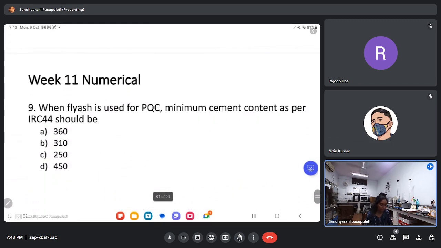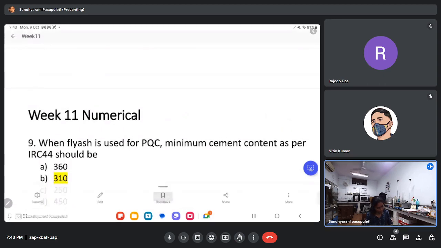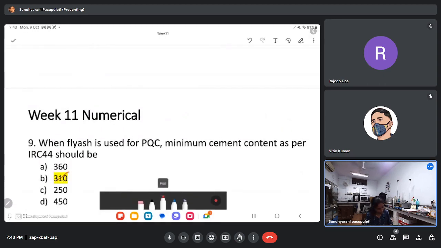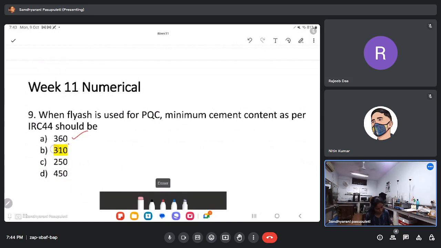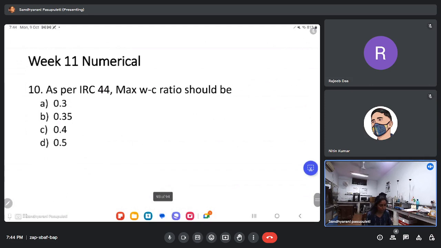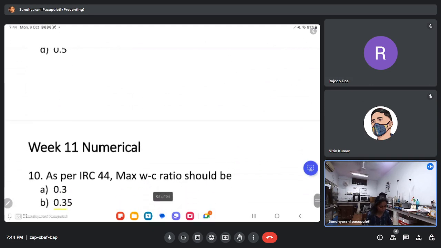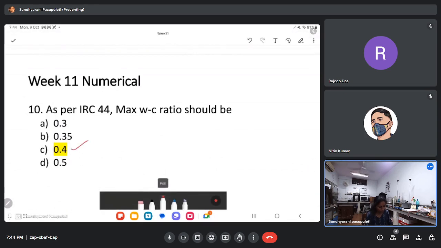When fly ash is used for the PQC, what is the minimum cement content as per IRC 44? If it is fly ash, it is actually 310. If it is OPC, then it is actually 360. If it is fly ash, it will be 310. As per IRC 44, the maximum water cement ratio, if you see the table, is mentioned as 0.4.